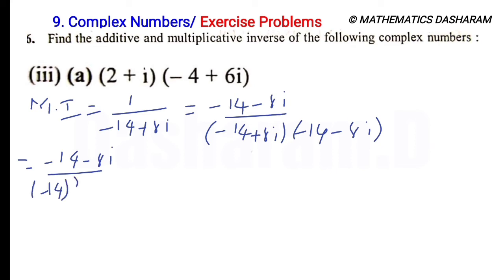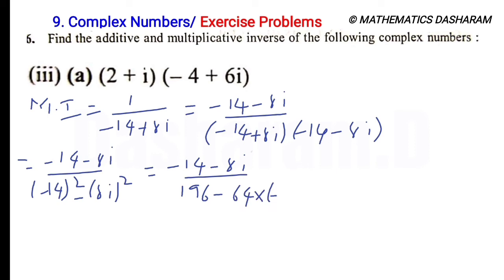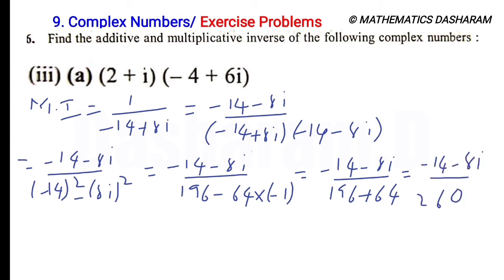So it is equal to a square minus (8i) whole square. So (minus 14 minus 8i) divided by minus 14 whole square is 196, and minus 8 square is 64 into i square, which is minus 1. So (minus 14 minus 8i) divided by 196 plus 64, so it is equal to 260. So the final answer is minus 14 by 260 minus 8i by 260.